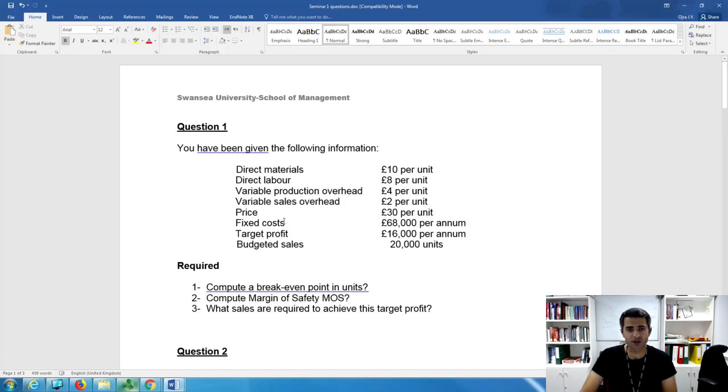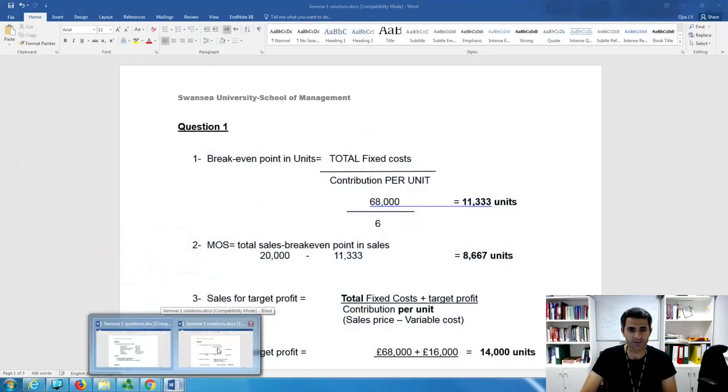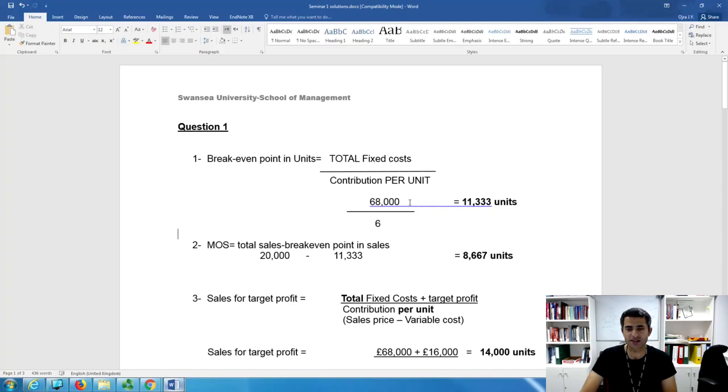The selling price per unit is here, which is £30, minus the variable cost per unit, including all of these, are the variable cost per unit, £24. So 30 minus 24 equals 6. So 68 divided by 6. Let's have a look. So that's 68,000 divided by contribution per unit, £6. That gives us 11,333 units almost. That's called a break-even point in units.